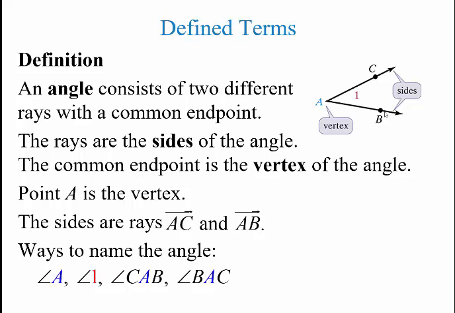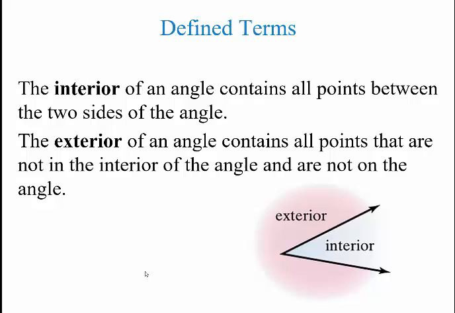There are ways to name the angle. We use a symbol that looks like a tilted greater than sign, but it's an angle sign. So we could call it angle A, for the vertex, or angle 1. We can also call it angle CAB or angle BAC. If we use this notation, the vertex always needs to be in the middle. Very important. The interior of an angle consists of all points between the two sides of the angle. So this is the interior part. The exterior of the angle contains all points that are not in the interior and not on the angle. If they're on the angle, those are the angle itself.